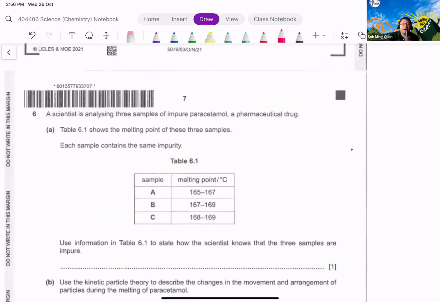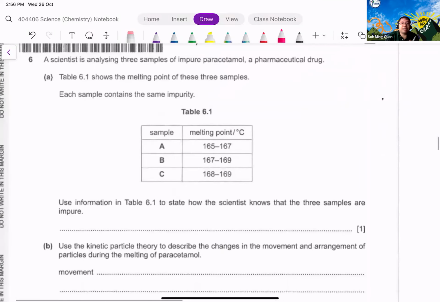Now, question 6 is about paracetamol. I'm sure you know what paracetamol is. The common trade name for paracetamol is Panadol. That's what you take as a painkiller. It also helps to reduce fever. All right. Now, paracetamol is a drug, it's a medicine. Okay, how would you know that the 3 samples are all impure? Well, it's quite obvious, right? Purity has to do with the melting and boiling points.